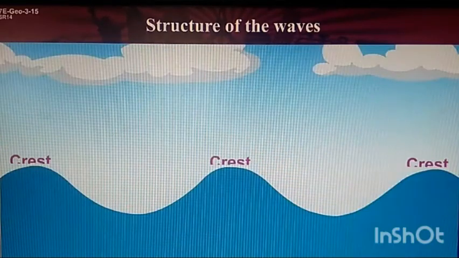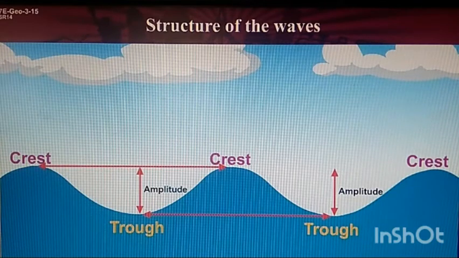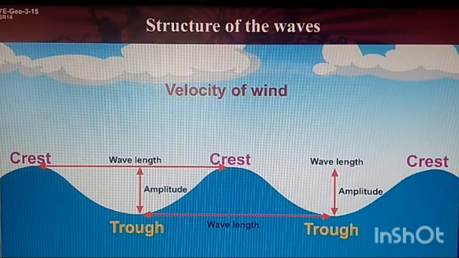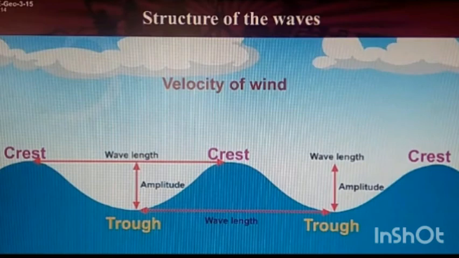The vertical distance between a crest and a trough is called the amplitude of the wave. The distance between two successive crests or troughs, meaning those that follow one another, is called the wavelength. The wavelength, amplitude and velocity depend on the velocity of the wind. Now let us see the velocity of the waves.